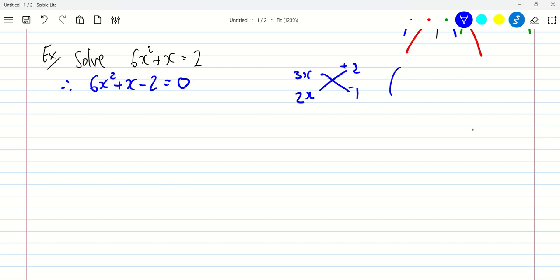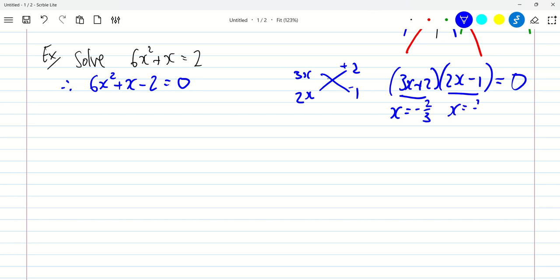So that actually factorizes to 3x plus 2, 2x minus 1. Let me just double check that. 6x squared minus 3x plus 4x minus 2, yep, that works, equals 0. And so if we used factorization, then for that one we're going to get x is equal to negative 2/3. And for that one, we're going to get x equals half. So they're my two solutions here.